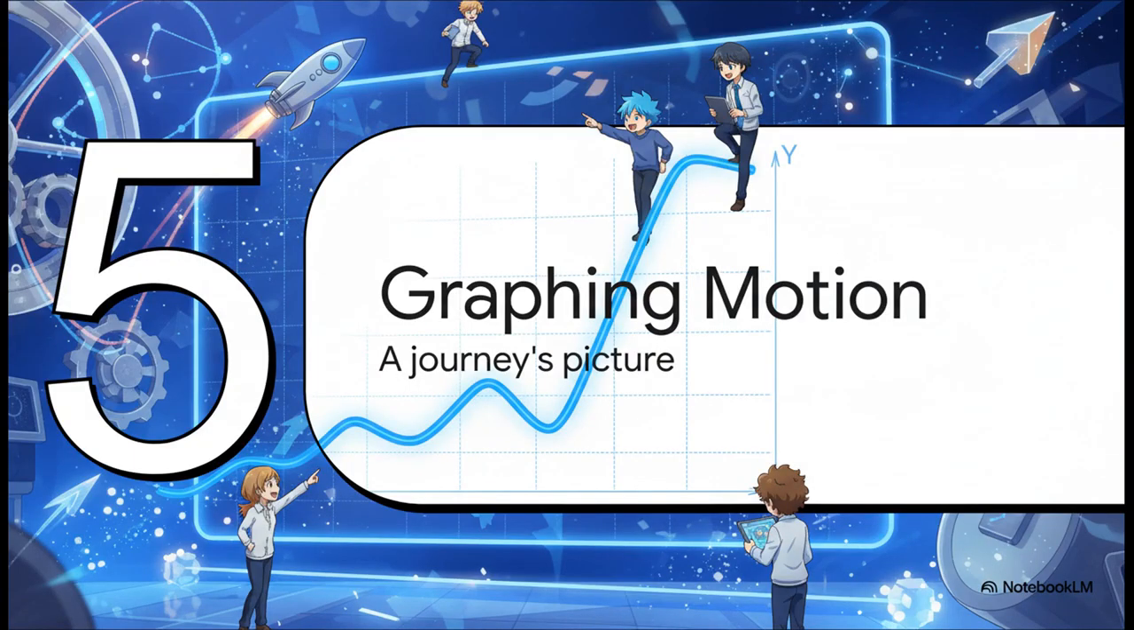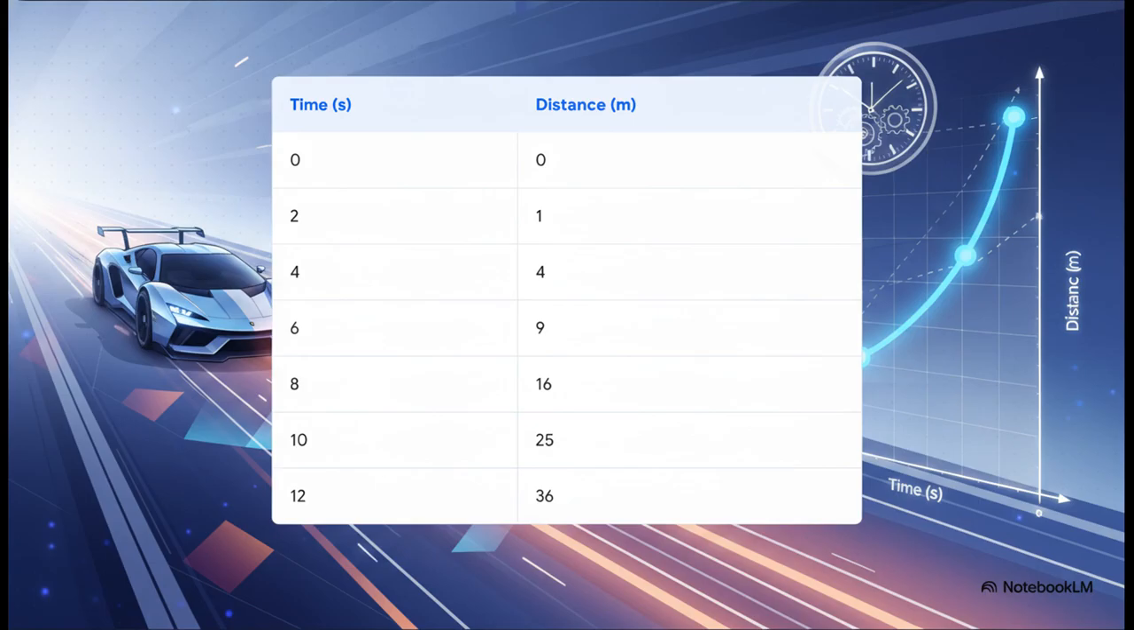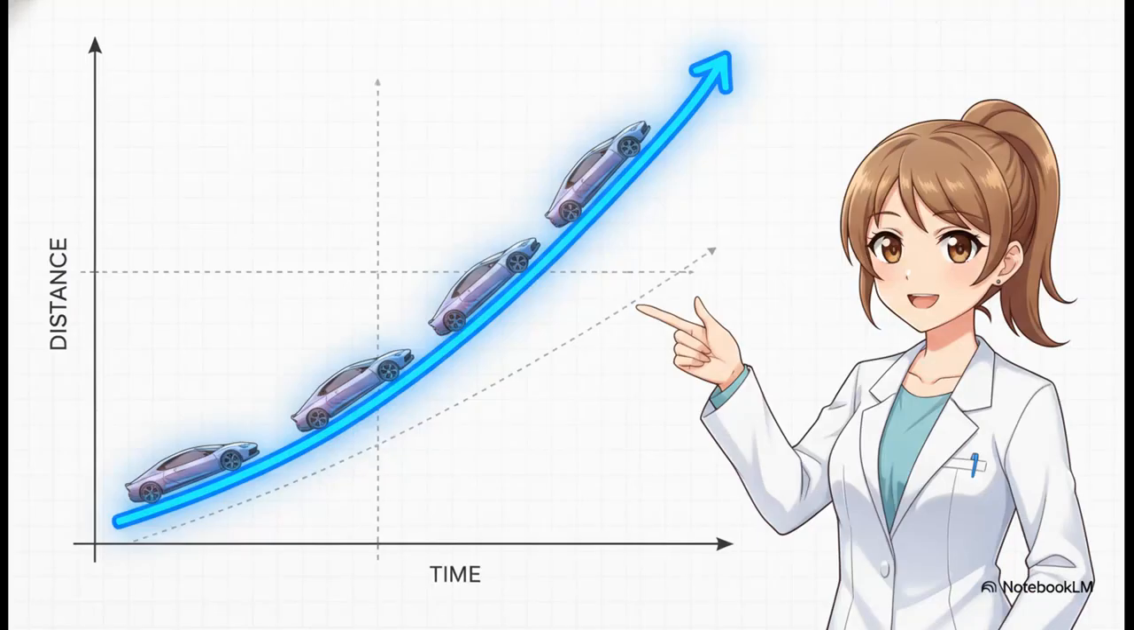Okay, I know. All these numbers and definitions can feel a bit abstract. So what if we could actually see motion? Well, we can. By turning data into a graph, we can literally see the story of an object's journey. So take a look at this table. It's just a bunch of numbers showing how far a car has traveled over 12 seconds. Kind of boring, right? But trust me, there's a story hidden in those numbers, and we're about to bring it to life.